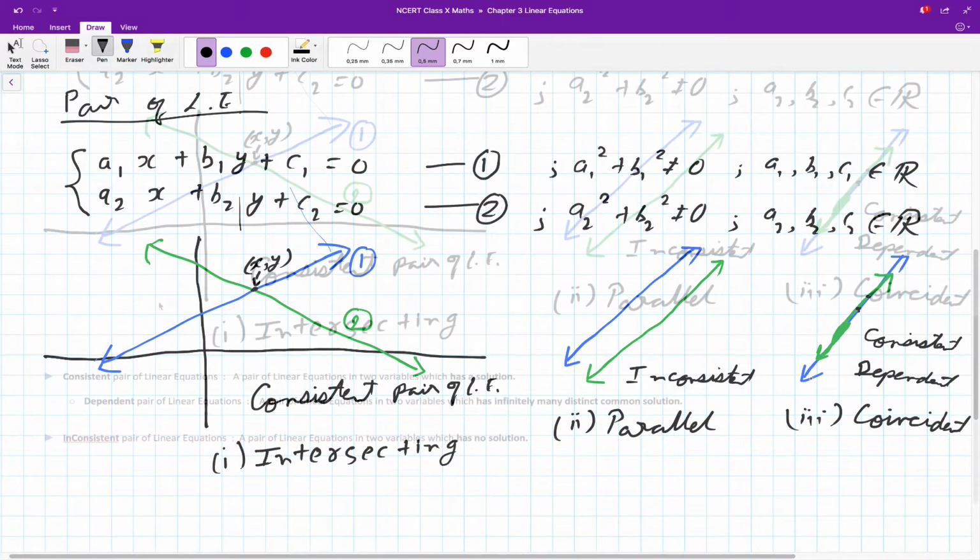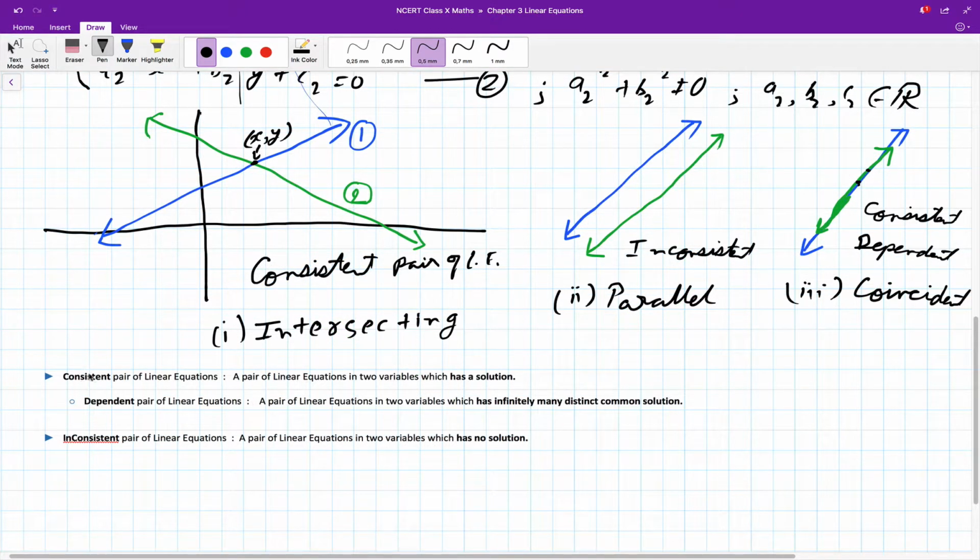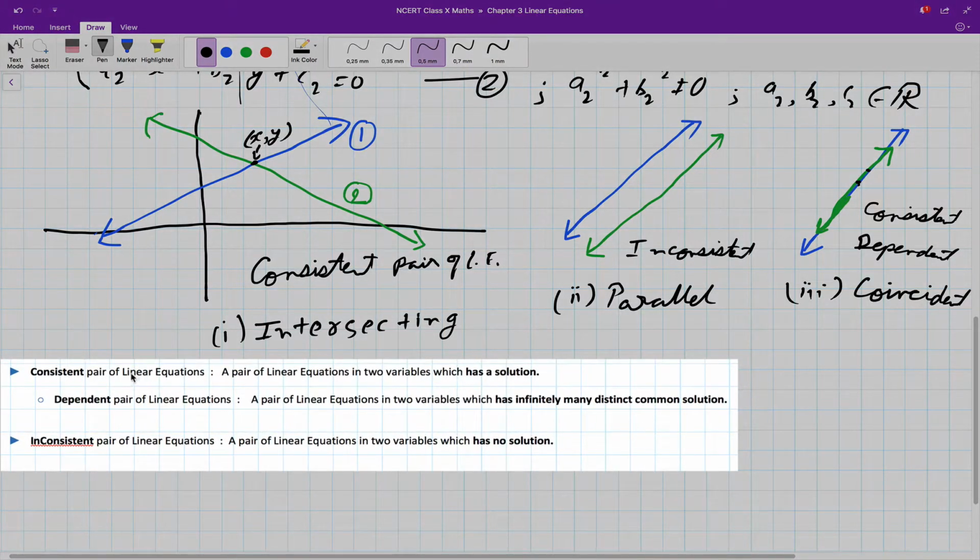pair of linear equations. So to formally say all of this, you have a consistent pair of linear equations whenever the pair has a solution. So in this case and in this case, you have a solution, so both of them are consistent pairs of linear equations. Now there is one more category inside the consistent pair when you have infinitely many solutions. In the coincident case where you have many solutions, we say that these linear equations are dependent.